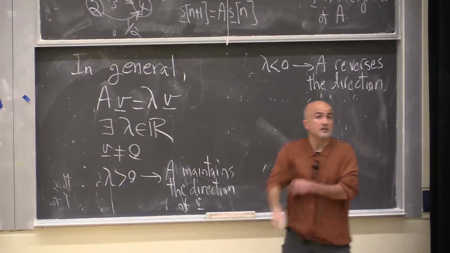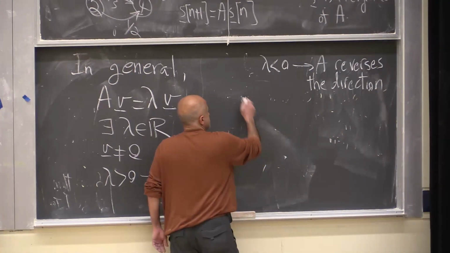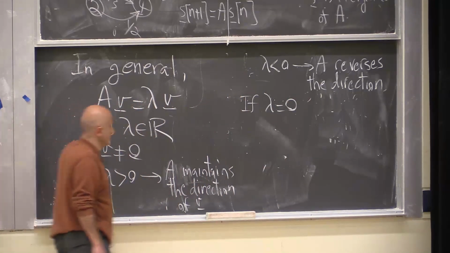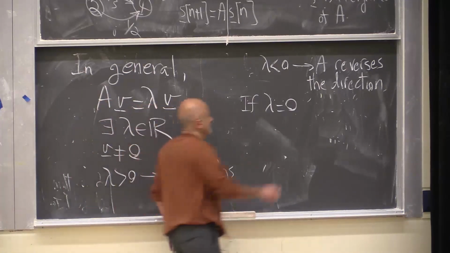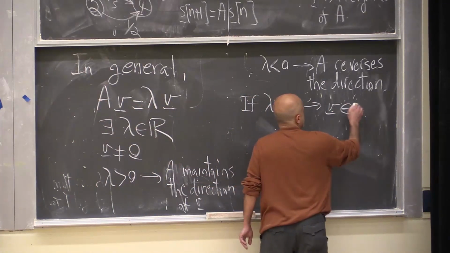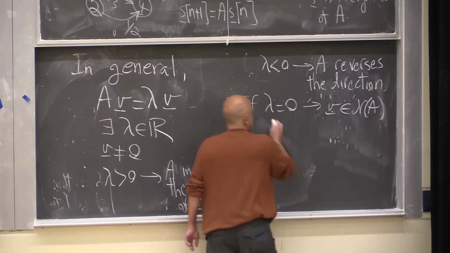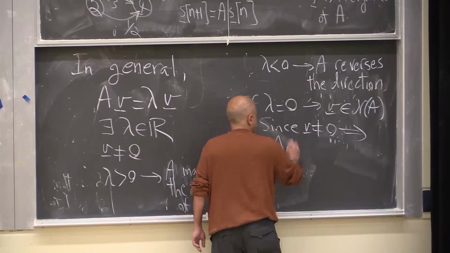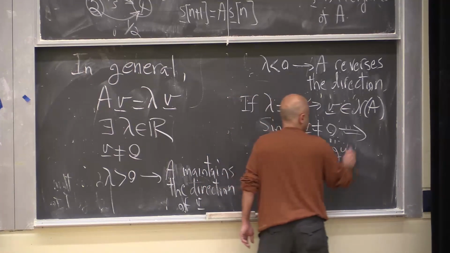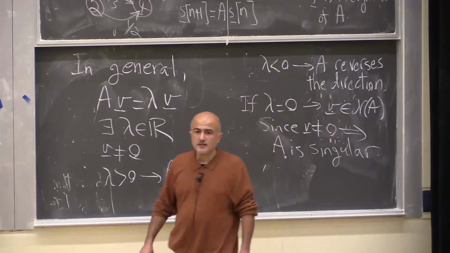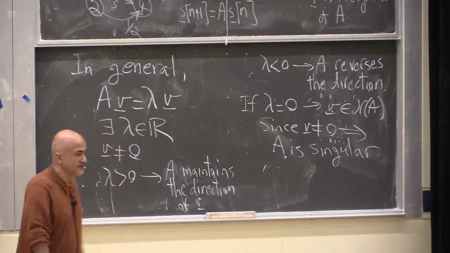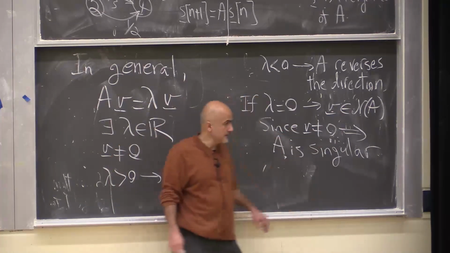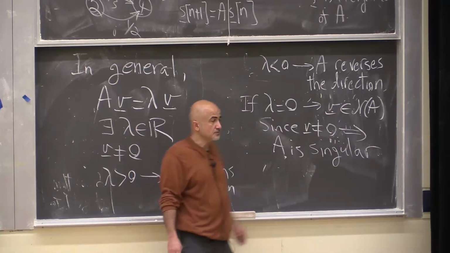Lambda is allowed to be 0. If lambda is 0, what happens? It means V is in the null space of A. Since V is not 0, it means A is singular. So a 0 eigenvalue means that the matrix is rank deficient. It has a non-trivial null space. Good question.